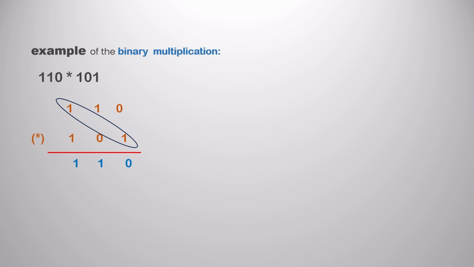Next, we also multiply as in normal multiplication. That is 0 with 0, 0 with 1 and 0 with 1. The next one is 1 with 0, 1 with 1 and 1 with 1. That is normal multiplication.